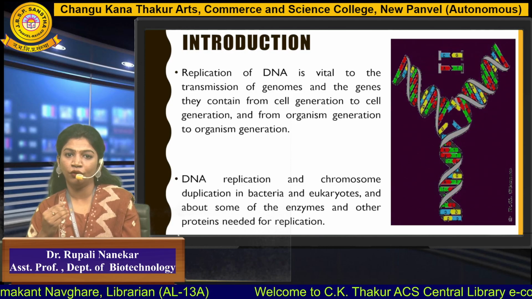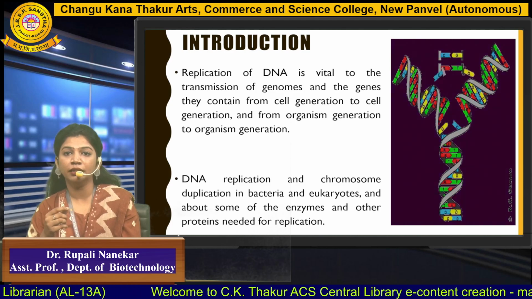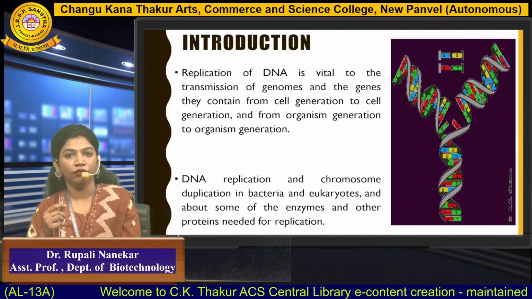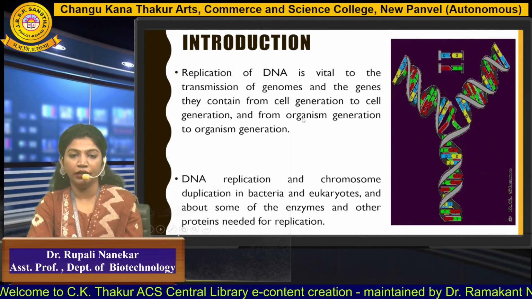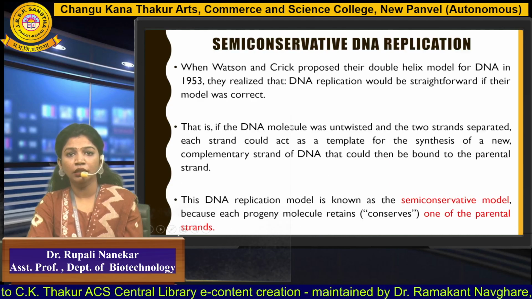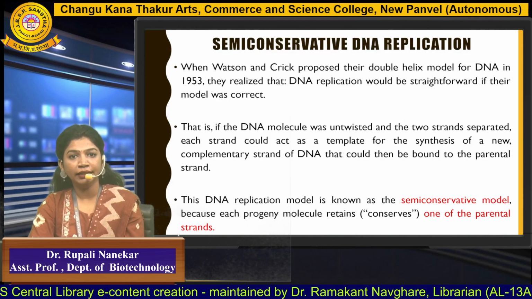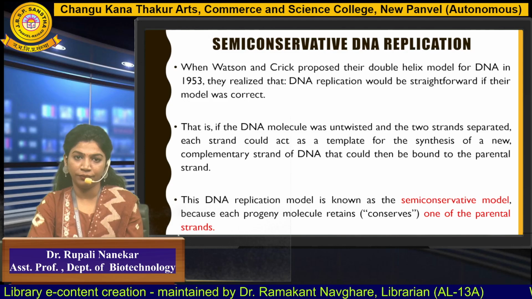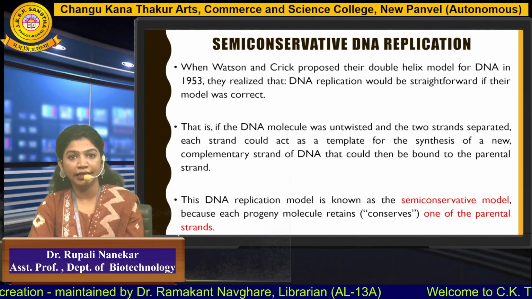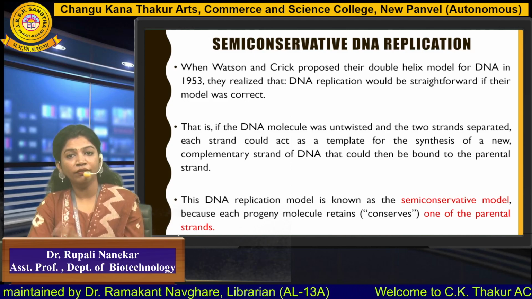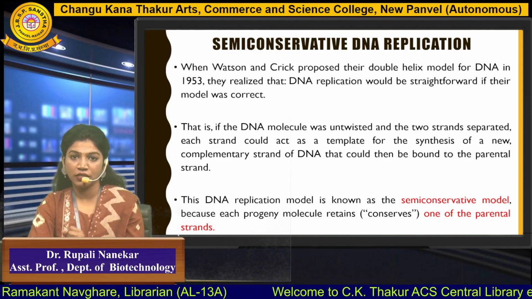DNA replication of chromosomes, duplication in bacteria and eukaryotes requires certain important enzymes and proteins. Without that, it is impossible to carry out any kind of replication. Coming to the DNA replication model, which gained popularity after 1953, Watson and Crick proposed a model of the double helix, where they realized that whenever DNA replication happens, it needs to be a straightforward model.